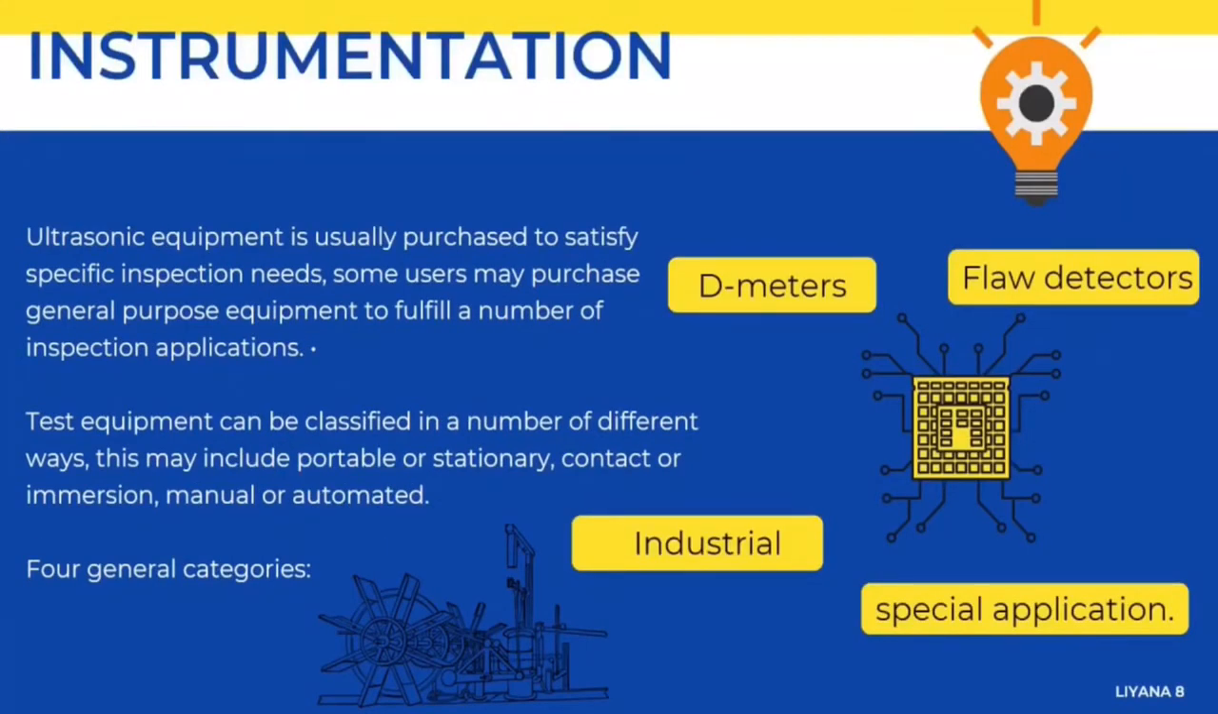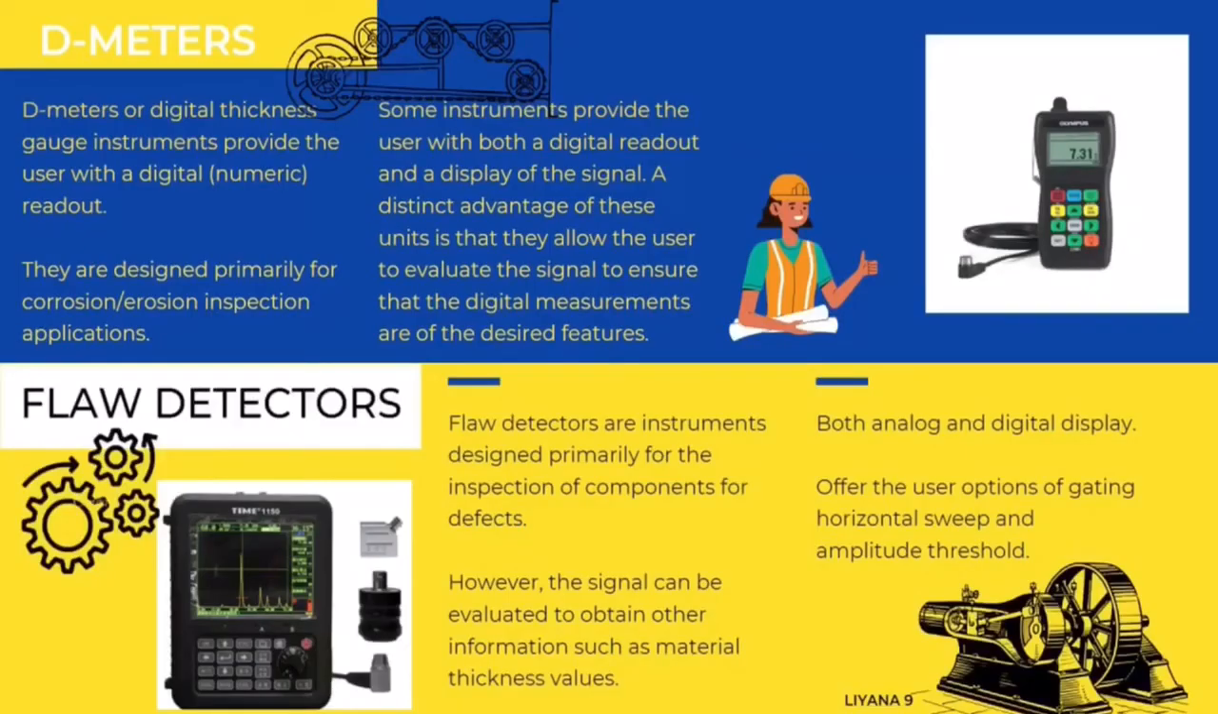There are four general categories of instrumentation: thickness gauges, flaw detectors, industrial, and special application. Thickness gauges, or digital thickness gauge instruments, provide the user with a digital readout. They are designed primarily for corrosion or erosion inspection applications. The advantage is that they allow the user to evaluate the signal to ensure that the digital measurements are of the desired features. Flaw detectors are designed primarily for the inspection of components for defects. However, the signal can be evaluated to obtain other information such as material thickness value.